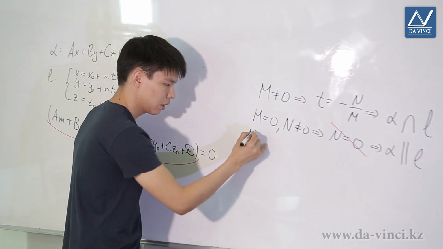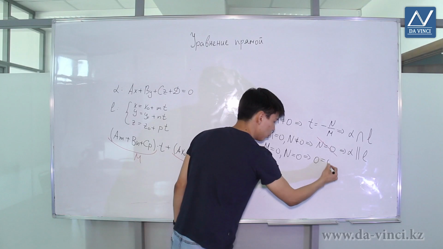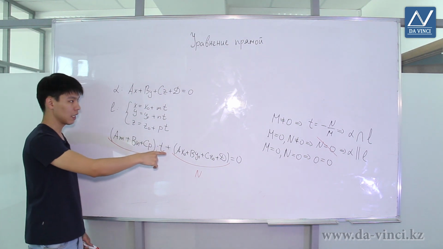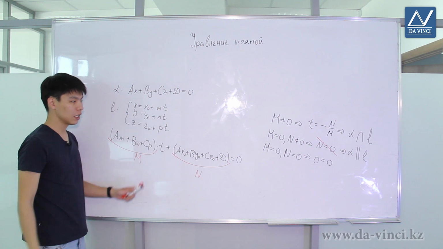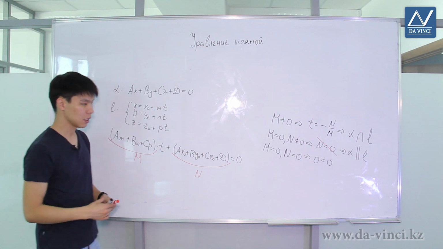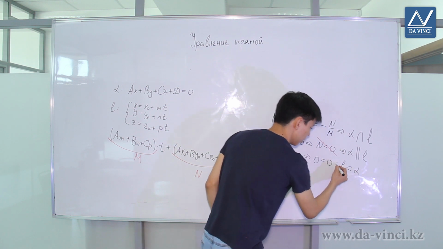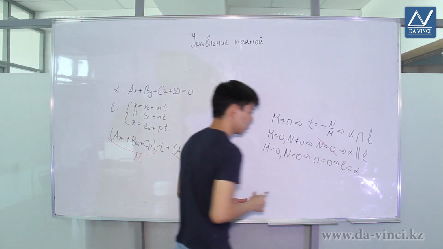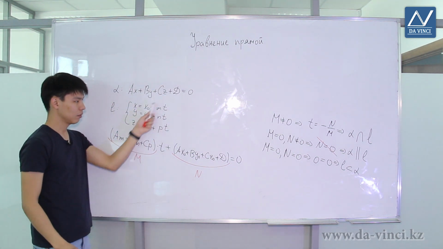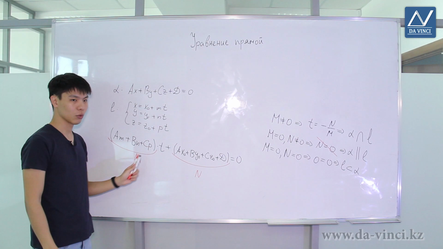And if there are no common points, then the line will be parallel to the plane. And the last case, when m is 0 and n is 0, we get the correct equality in this case. 0 is 0. It turns out, whatever t we take, we get the right equality. So this equation has an infinite number of solutions. It will have an infinite number of solutions when this line lies in the plane. That is, the line L is contained in our plane. Thus, in order to determine the arrangement between a line and a plane, we must express the equation of a line in a parametric form, substitute it into the equation of a plane, and analyze the resulting equation.